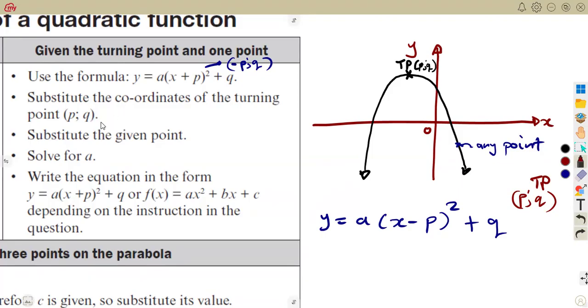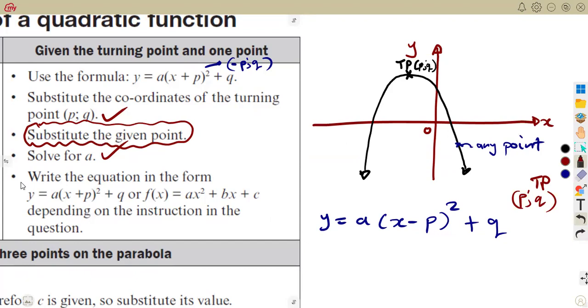Once you have this equation, you are going to substitute the coordinates of the turning point, which is PQ. All right. So if you're given PQ, you substitute them. Take note when substituting, P changes to a negative, Q remains as it is. You solve for A by substituting the given point, that is any point which is on the function. You substitute that so that you'll be able to solve for A.